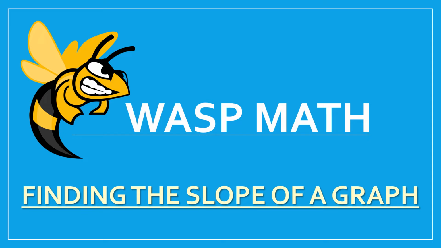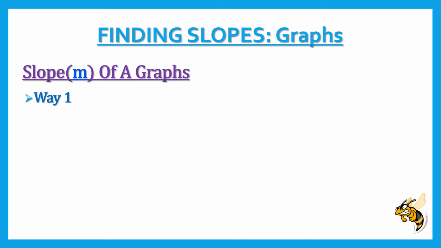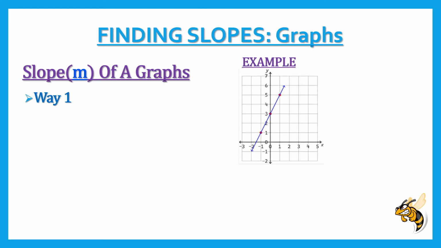This video will focus on finding the slope of a graph. Way 1. Step 1. Pick any two perfect points. What do I mean by perfect points? Is wherever a vertical line and a horizontal line intersect to form the grid.